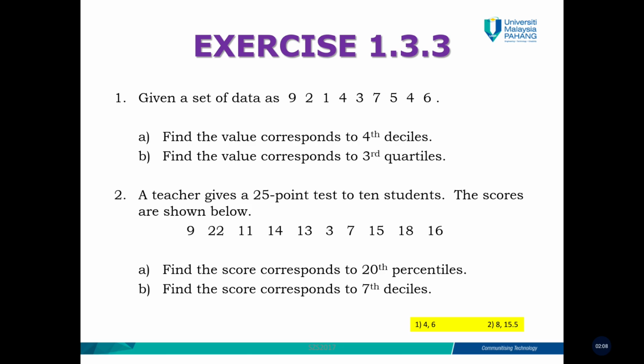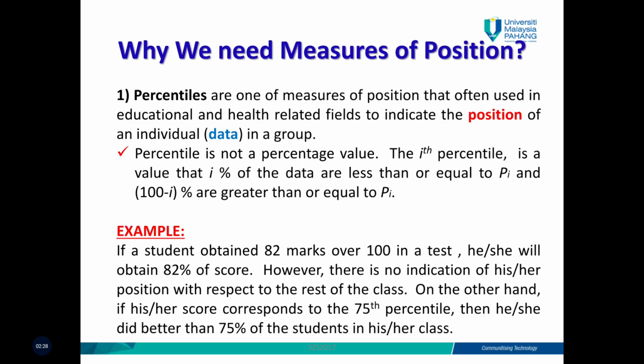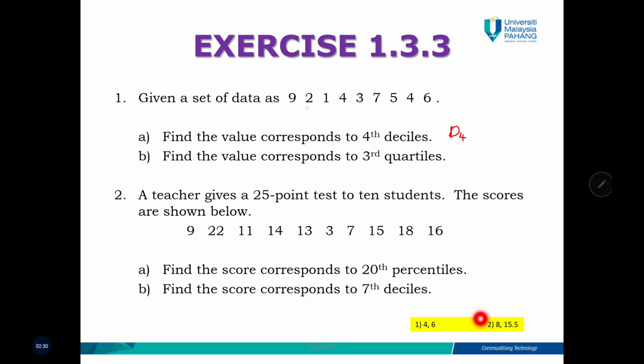We go to exercise number 1A. The question asks us to get the value or data that corresponds to the fourth decile. Fourth decile, so this is decile 4. D is a measure of position, so we need to order the data first. We order the data in increasing order, 7, 9. And we can see that the number of data here is equal to 9.